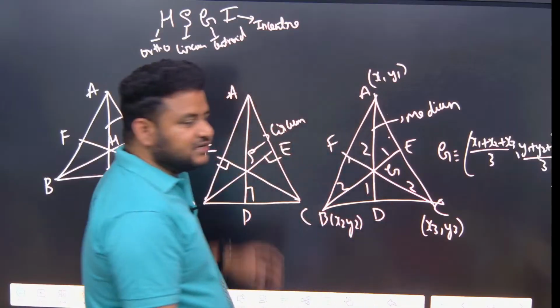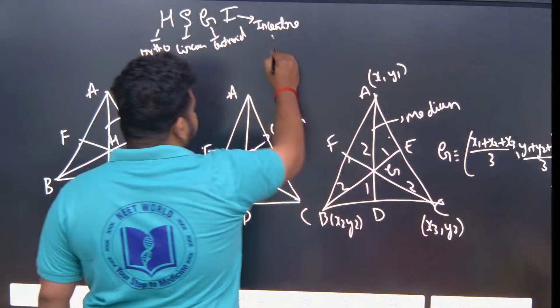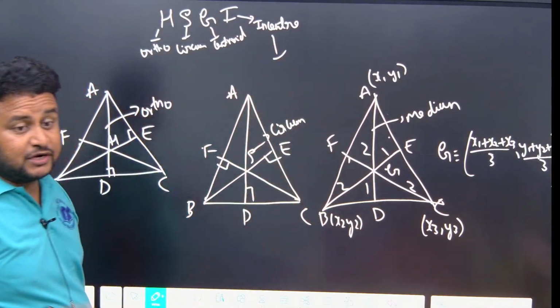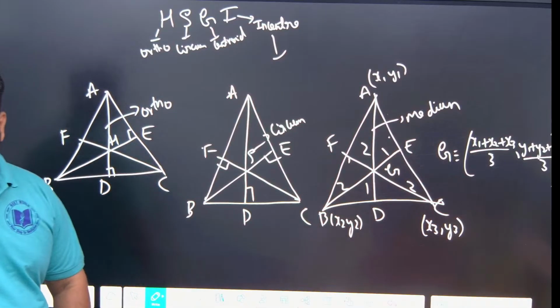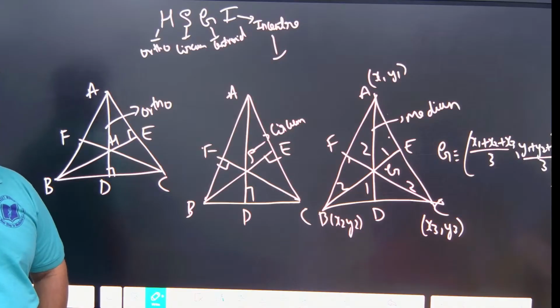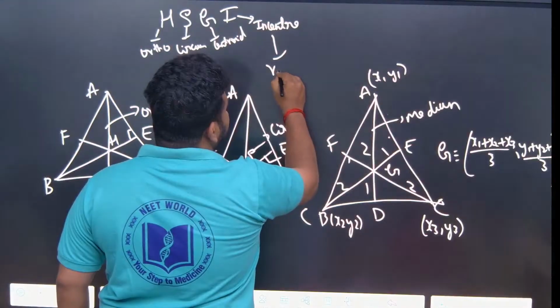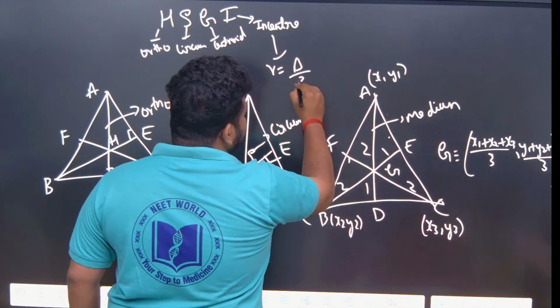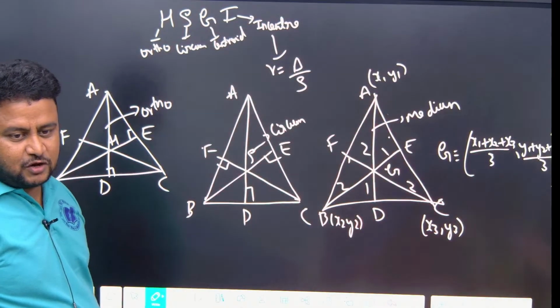Now one more is left, that is incenter. When it comes to properties of triangle, which I have to revise again, you have to remind me. Most of you found it difficult. I will revise again in one of the study hours. So incenter, when it comes to properties of triangle, we learned that small r is equal to delta by s. Correct?